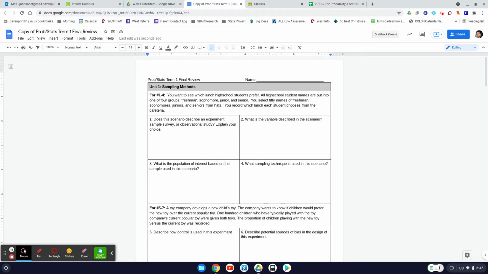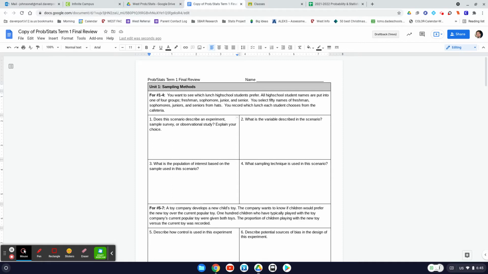All high school students' names are put into 4 groups: freshmen, sophomores, juniors, and seniors. And you select 50 names of freshmen, sophomores, juniors, and seniors from hats. We record which lunch each student chooses from the cafeteria. So the first question is, does this scenario describe an experiment, sample survey, or an observational study?